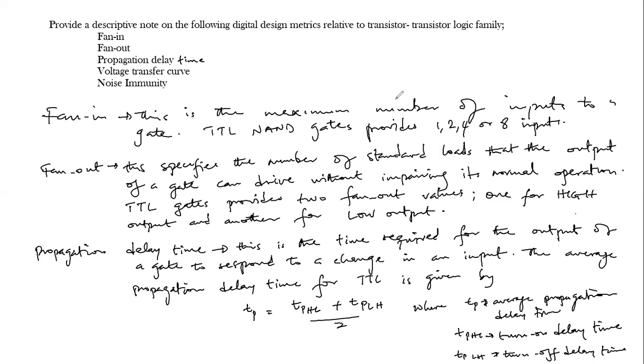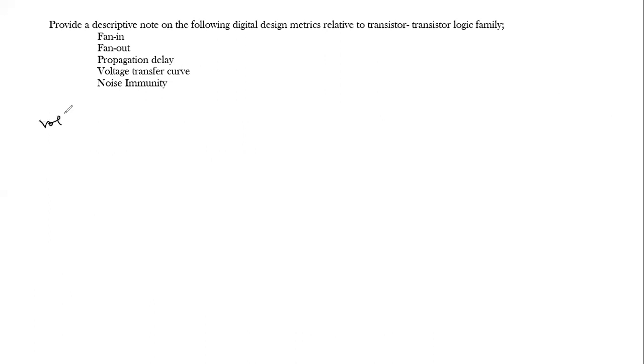So, what else do we have? The voltage transfer curve and the noise immunity. So let's write this. Voltage transfer curve. We already know that the voltage transfer curve is a graph of the input voltage to a gate versus its output voltage. I think that's simple enough, okay?